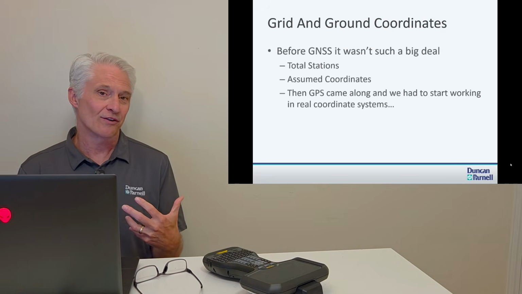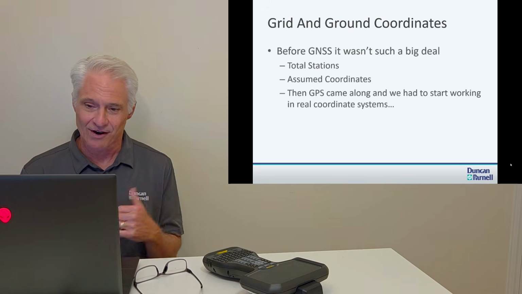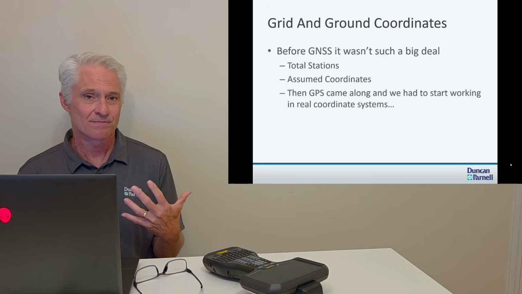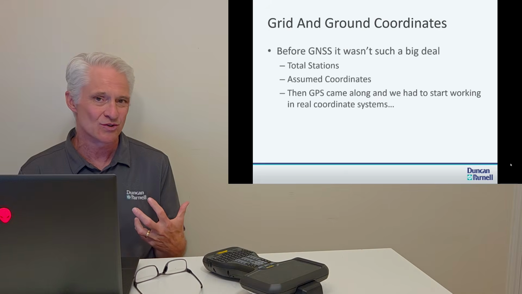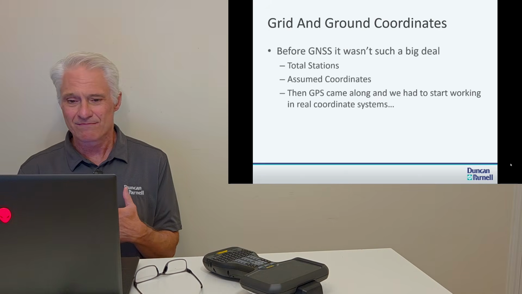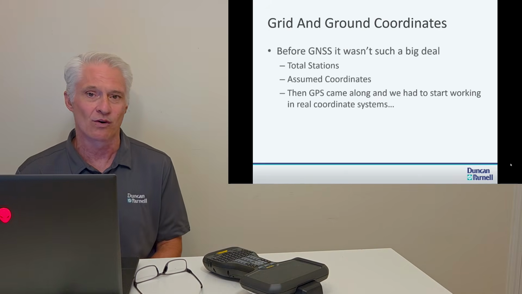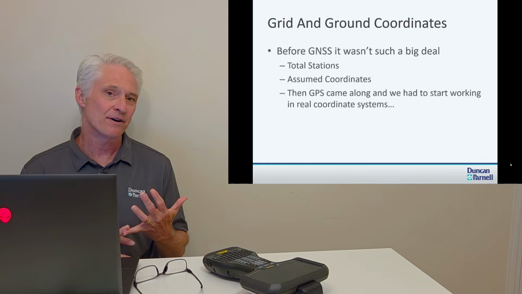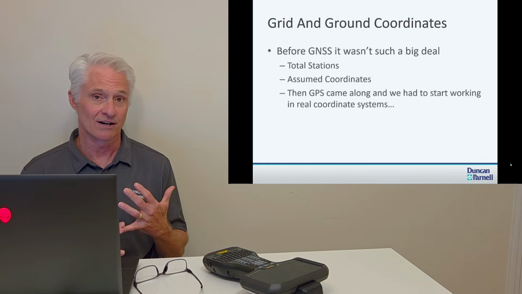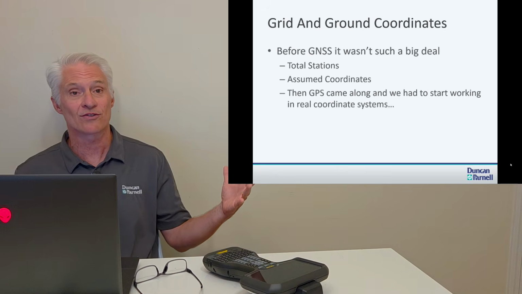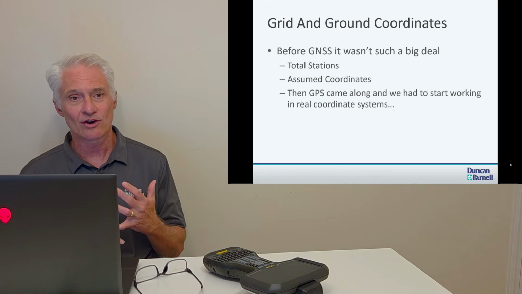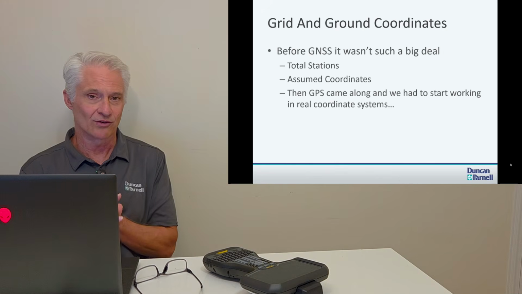So I started surveying about 35 years ago. Yes, the gray hair is real. And back then, before GNSS came out and was used widely, grid and ground coordinates weren't that big of a deal. People didn't worry about it. They didn't talk about it because back then we were pretty much using total stations for everything, all right? And a total station measures a horizontal ground distance in and of itself, right? So we were using mostly total stations and we were using assumed coordinates.